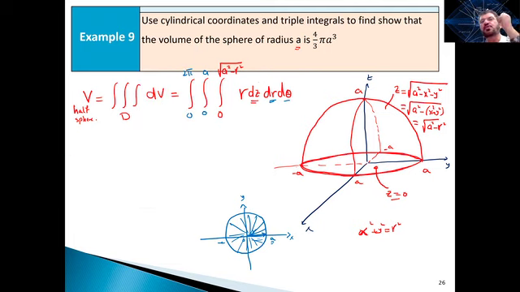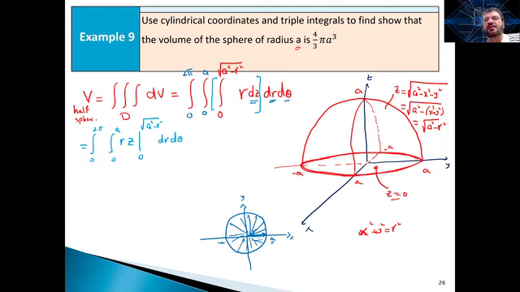What do we start with? Usually we start from the inside. So this is equal integration from 0 to 2 pi, integration from 0 to A. Now, we are going to integrate with respect to Z, guys. What's the integration of dz? It's Z. So you have RZ, and this is from 0 to A square minus R square, and then dr d theta.